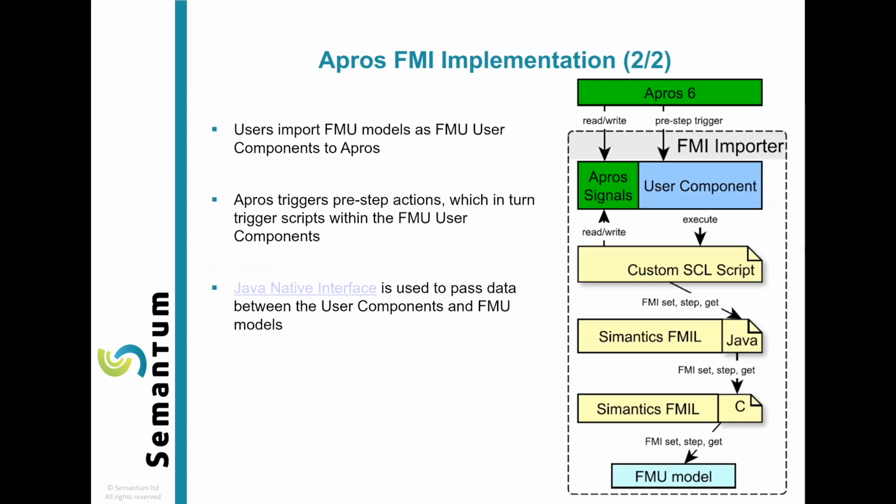And the specific details how the plugin works can be seen here. When the users want to import an FMU model to Apros, they are called user components. We essentially create a user component in Apros that they can then use in their model that is the FMU model under the hood. And whenever Apros, the solver, triggers pre-step actions, our user components actually subscribe to those and are configured to execute a custom script. And this script uses Java native interface. As you recall, Apros was a Java-based program, so it uses Java native interface to load this C implementation of FMI library to pass data between the Apros model and the FMU models.